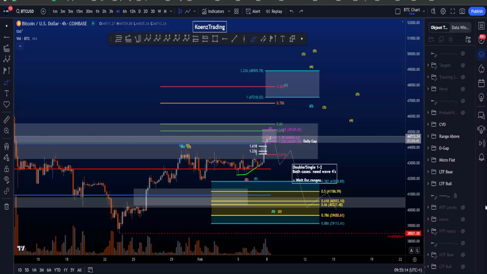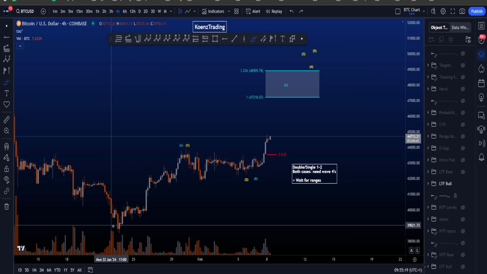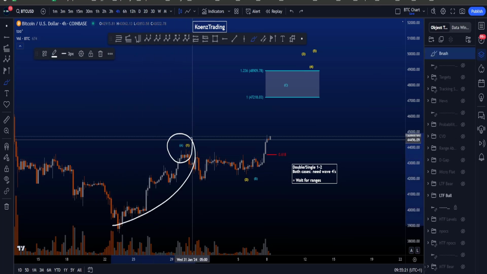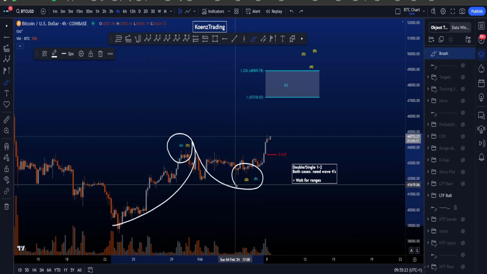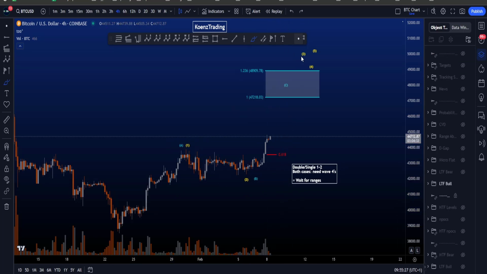Hi everyone, let's go over my bullish and bearish Elliott Wave scenarios on Bitcoin, starting with the bullish scenario on the 4-hour chart, where we are looking at a finished wave A or 1, finished 2 or B, and then continuation to the upside in a wave C or a wave 3.